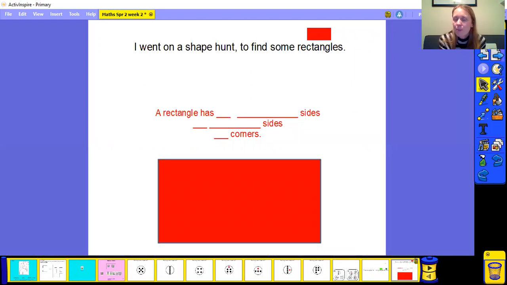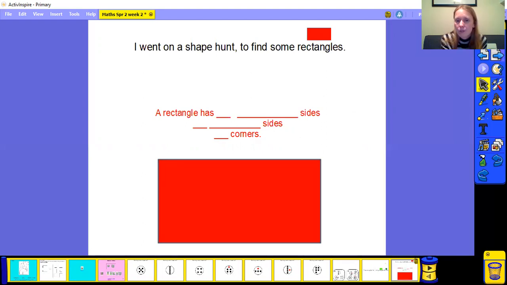I went on a shape hunt today to find some rectangles. Before we get started, we need to have a think about the properties that a rectangle has. What I'd like you to do is look at the big red rectangle at the bottom of the page and use the red sentences to tell your grown-up what the properties of a rectangle are.